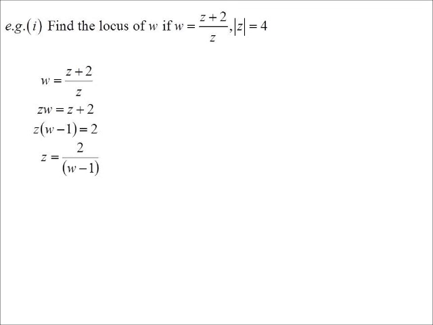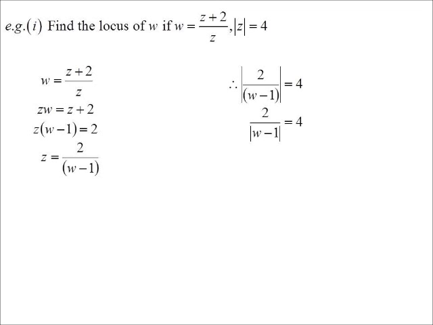Because I know the modulus of z is equal to 4. And if z equals 2 on w minus 1, therefore the modulus of that must equal 4. And I now have got something I can work with and ask, what does this picture look like? So we know now that the modulus of 2 on w minus 1 is equal to 4. What does this picture look like? Not immediately obvious. Play around with it a little bit and it becomes obvious.